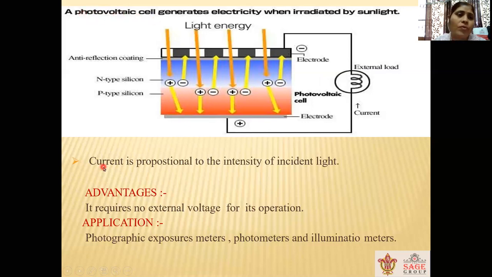Since the electrons are flowing, current is also flowing, and this current is proportional to the intensity of the light which falls on the junction. The advantage is that external voltage is not required for its operation, and it is used for photographic exposure meters, photometers, and illumination meters.